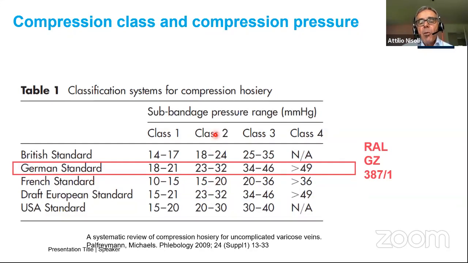But when you put a compression class 2 stocking in the morning and you would measure with sensors at the ankle, let's say we would have maybe 31 millimeters of mercury. In the evening, before you go to bed and you remove the stockings, these stockings might have, measured again at the ankle, 26 millimeters of mercury. So this is why we are talking about a range.